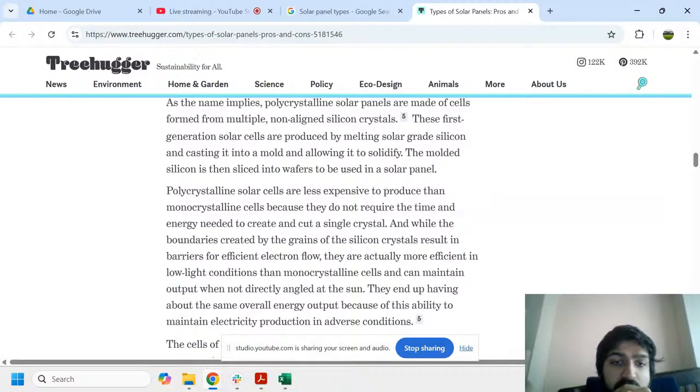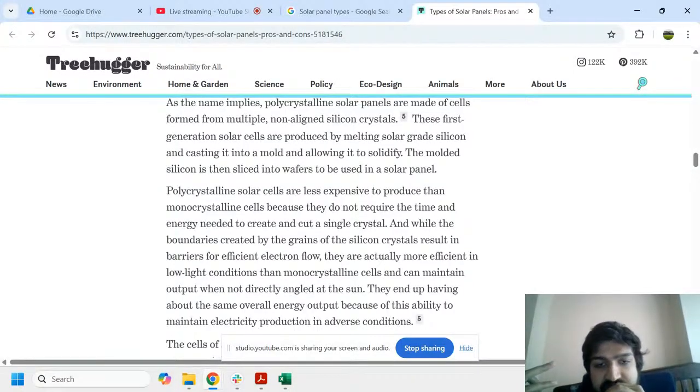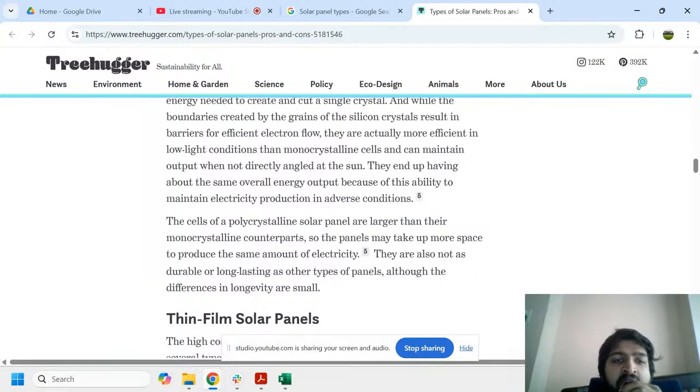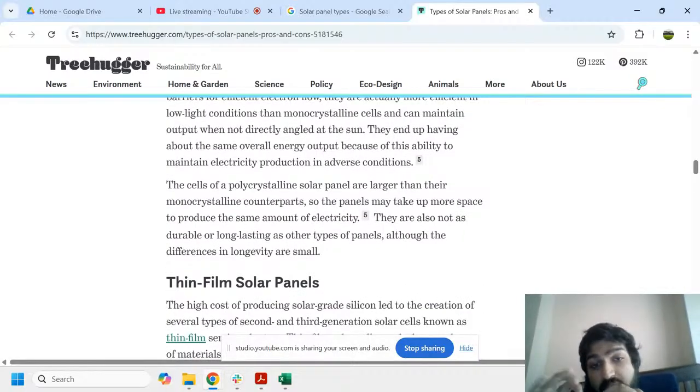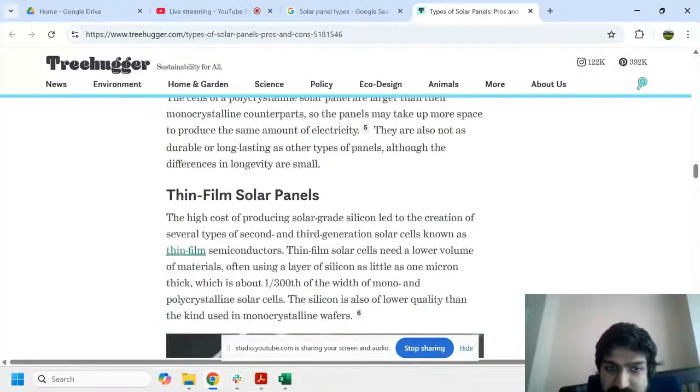The boundaries created by the grains of the silicon crystals result in barriers for efficient electron flow, and they are more efficient in low light conditions than monocrystalline silicon cells. The polycrystalline solar panels are larger than their monocrystalline counterparts, but due to the lower efficiency, they may require a larger number of panels to produce the same amount of electricity, and they are not as long lasting as their monocrystalline counterparts. Now, what are thin film solar cells?